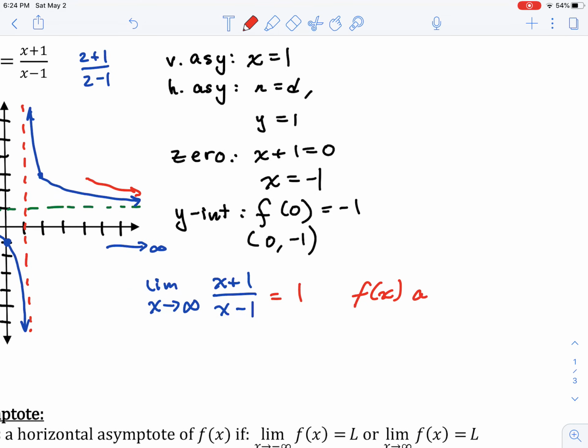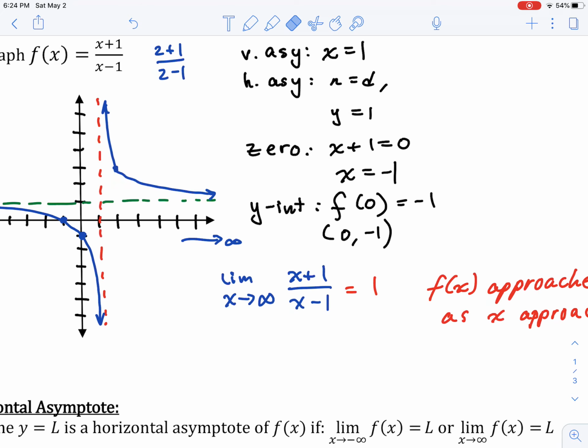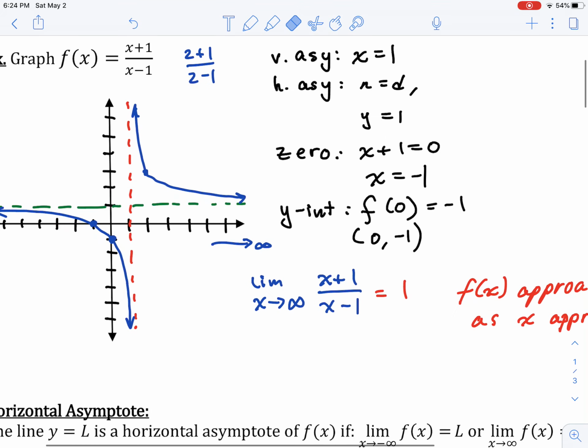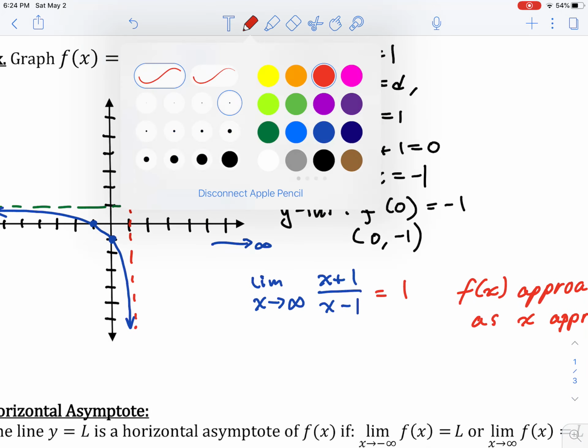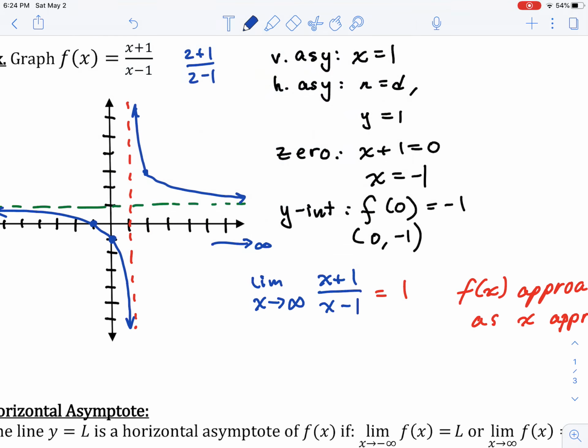So let's write that. f of x approaches 1 as x approaches infinity. Okay? So we can see here that our limit as x approaches infinity is exactly where our horizontal asymptote is. Interesting. All right, let's try to find our limit as x approaches negative infinity.